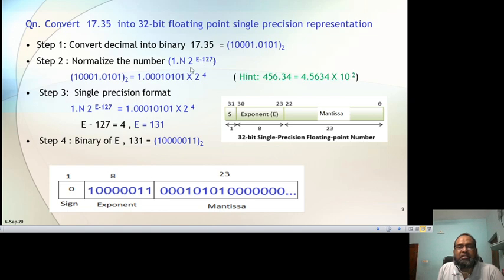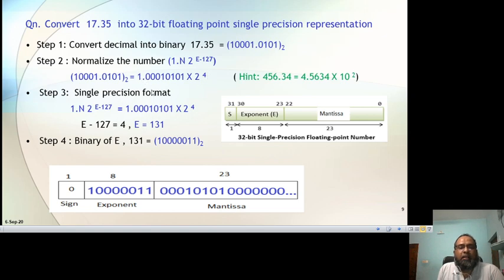minus 127. This is the standard format of a single precision number, where there is a single digit 1 before the binary point. Then there is n, the fractional part, then 2 raised to e minus 127. Look here, step 2: our number is 10001.0101 base 2, which can be written as 1.00010101 times 2 raised to 4. This is the scientific notation of the number.